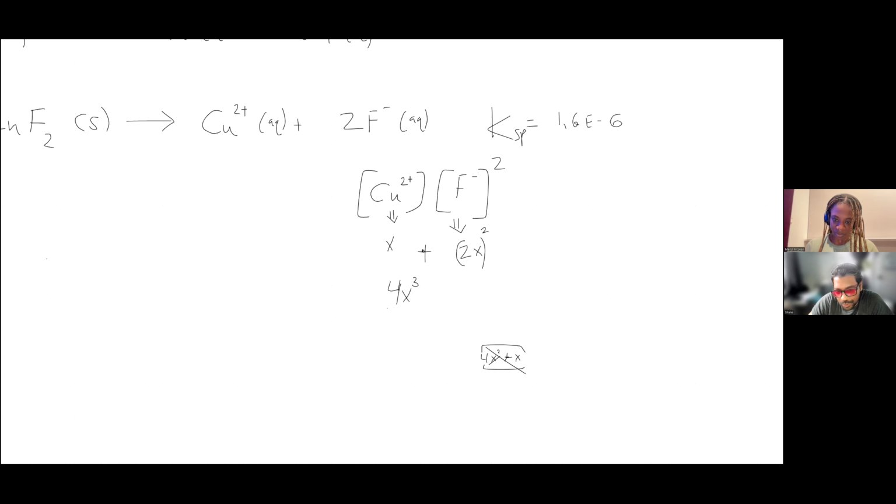And then we can set that equal to the Ksp, 1.6 times 10 to the negative 6. And let's solve for x. Okay, so divide by 4. 1.6 divided by 4 is 0.4. And then x to the third equals 0.4 times 10 to the negative 6.